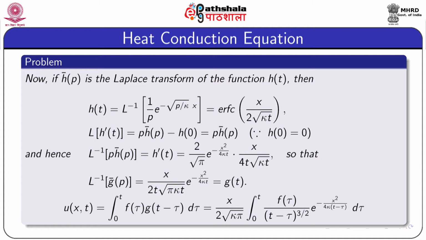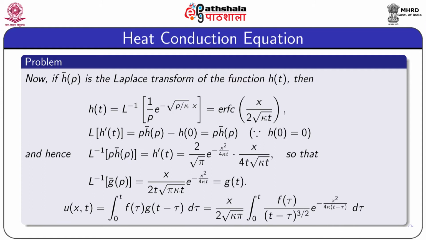Consequently, we can find the value of L inverse g bar p is equal to x by 2t square root pi kappa t e to the power minus x square by 4 kappa t, that equals g t, say. Now, if we go back to the expression for u bar, the value of u bar is the product of f bar into g bar, where the inverse Laplace transformations of f bar and g bar are known to us.